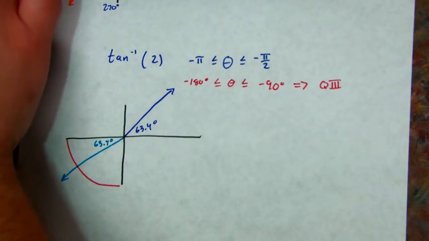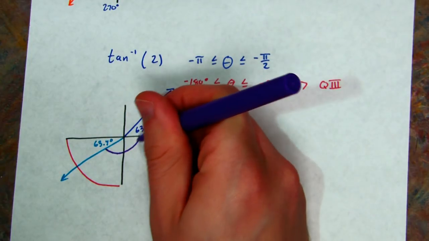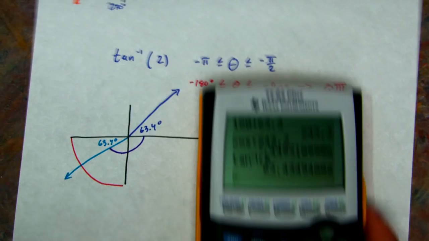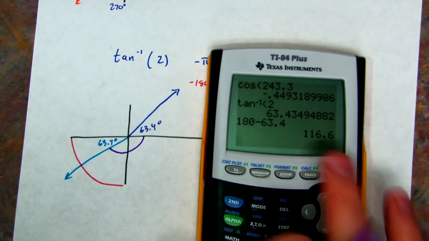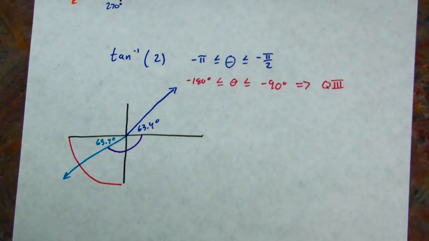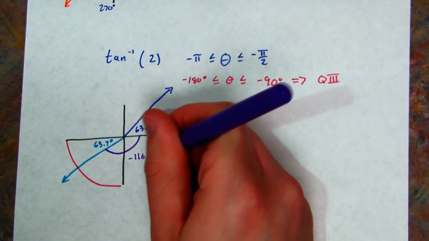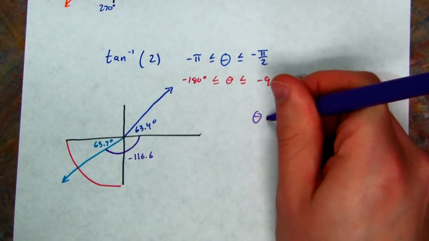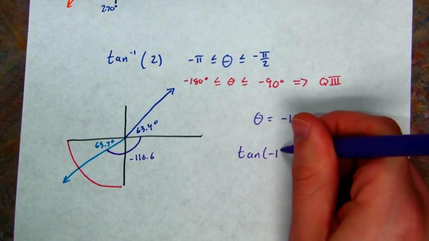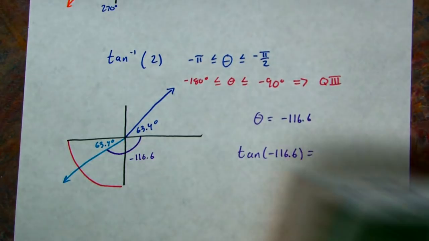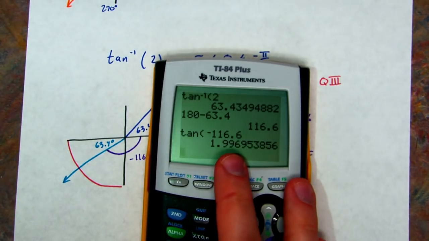So what I'm going to have to do is work backwards. So starting here and going negative, I have to figure out what this is. Well, here's how I do it. I take 180, I subtract 63.4, and so I know that angle is 116.6. So to make it negative, I just make this negative 116.6. So my angle is negative 116.6. And let's go ahead and check it. So tangent of negative 116.6, and I get really, really close to 2.